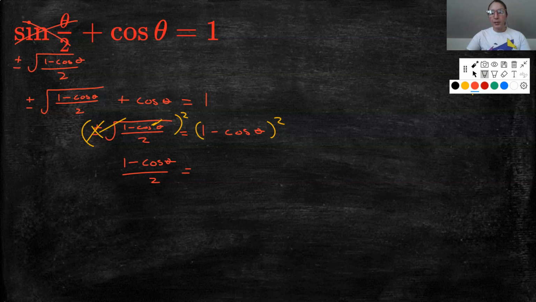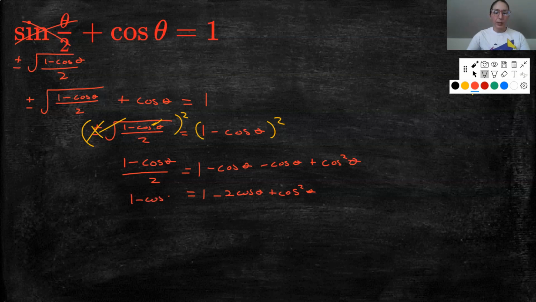So we would have 1 times 1, which is 1. 1 times negative cosine, which is minus cosine theta. Minus cosine theta times 1, which is minus cosine theta. And minus cosine theta times cosine theta plus cosine squared theta. Let's combine our right side. Negative cosine minus cosine, this is minus 2 cosine plus cosine squared theta.